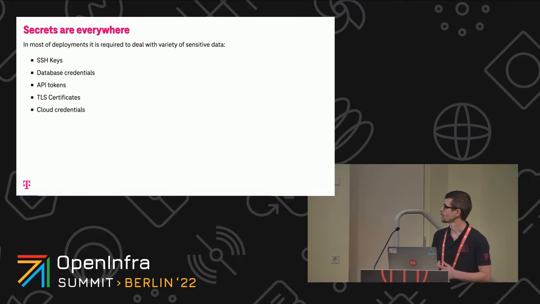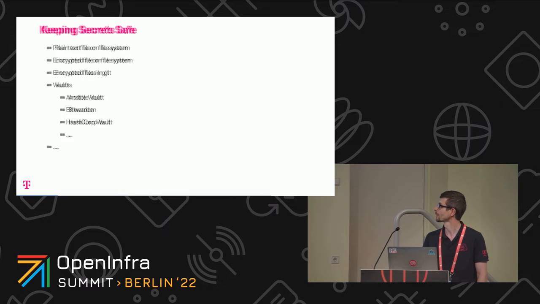Let's have a look at which particular types of secrets are the most common. We have SSH keys, database credentials. We usually have API tokens, maybe, of course, maybe not. TLS certificates and cloud credentials. The list is not complete and doesn't even pretend to be complete. This is not really the purpose here. It's just a couple of examples.